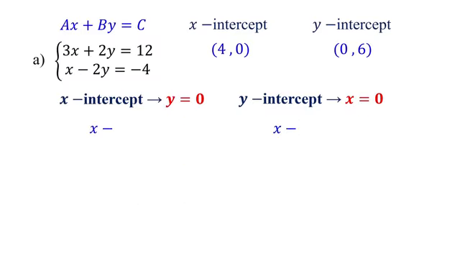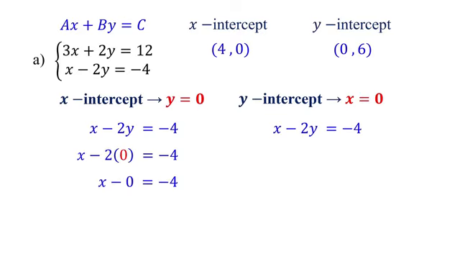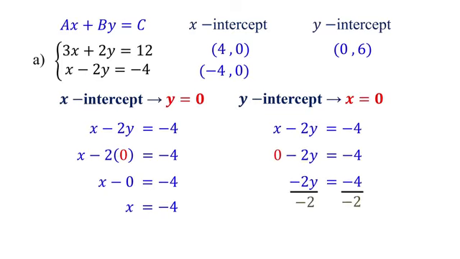Now, let's find the intercepts for the second equation. Replace y with 0 to find the x-intercept. 2 times 0 equals 0, and we get x equals -4. So, the x-intercept of the second equation is (-4, 0). Set x to 0 to find the y-intercept. Divide both sides by -2 to isolate y. -4 divided by -2 is 2, giving us the y-intercept (0, 2).